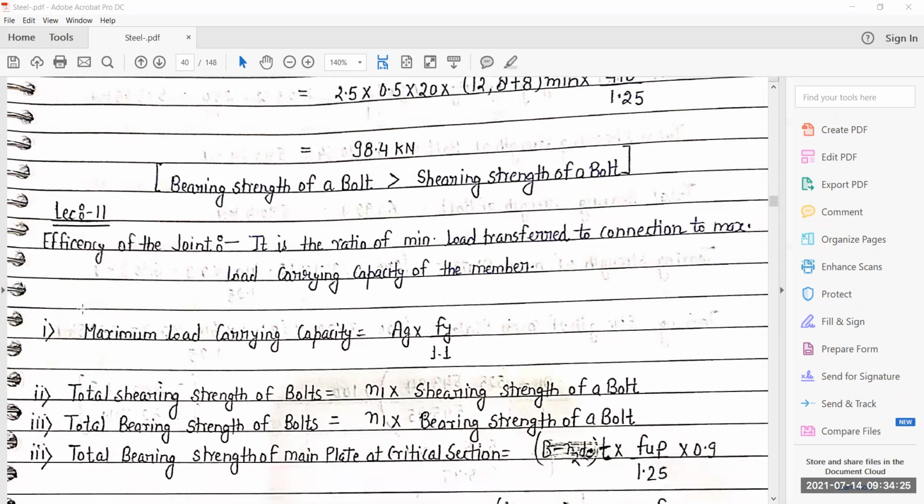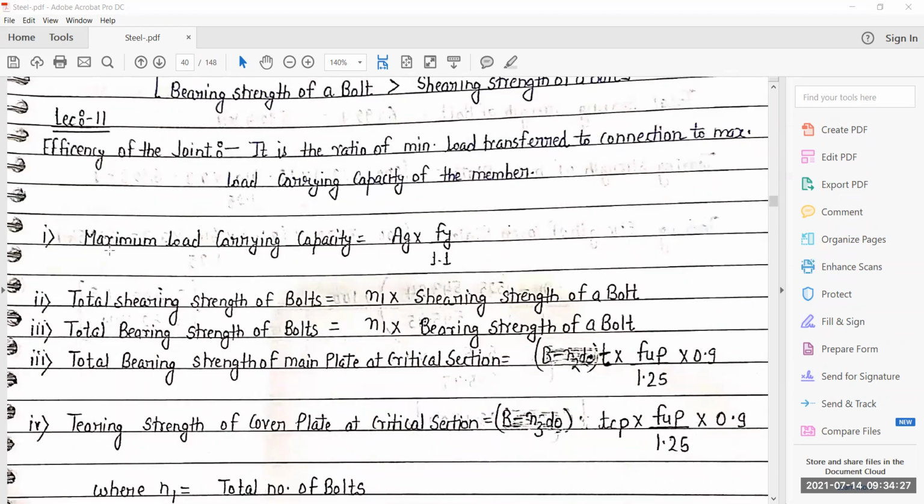Okay. Then now start a new topic: efficiency of a joint. What is the efficiency of the joint? It is the ratio of the minimum load transferred by the connection to the maximum load carrying capacity of the member. The first member's maximum load carrying capacity is equal to Ag into Fy upon 1.1. The second, total shearing strength of bolts is N1 into the shearing strength of a bolt.